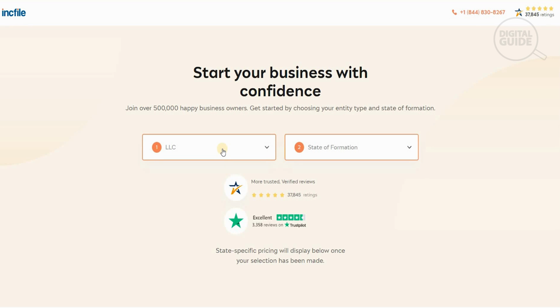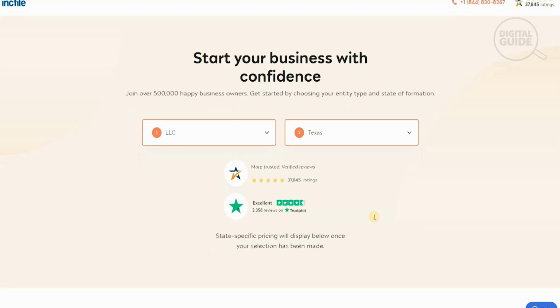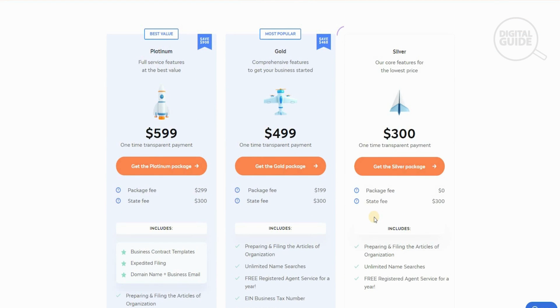And once you click on it, you're going to go to the next page. On the next page, you will select the sort of corporation you want: the LLC, the S corporation, the C corporation, or the nonprofit. And over 500,000 business owners have chosen Inkfile to help them. So once we select the LLC, we're going to select the state of formation, and obviously you have Alabama, Alaska, Florida. We're going to find Texas over here, and when we select Texas, it's going to take us to the next step, which is going to be the 3 packages that are available. The silver one is for $300, the gold one is for $499, and the platinum is for $599.